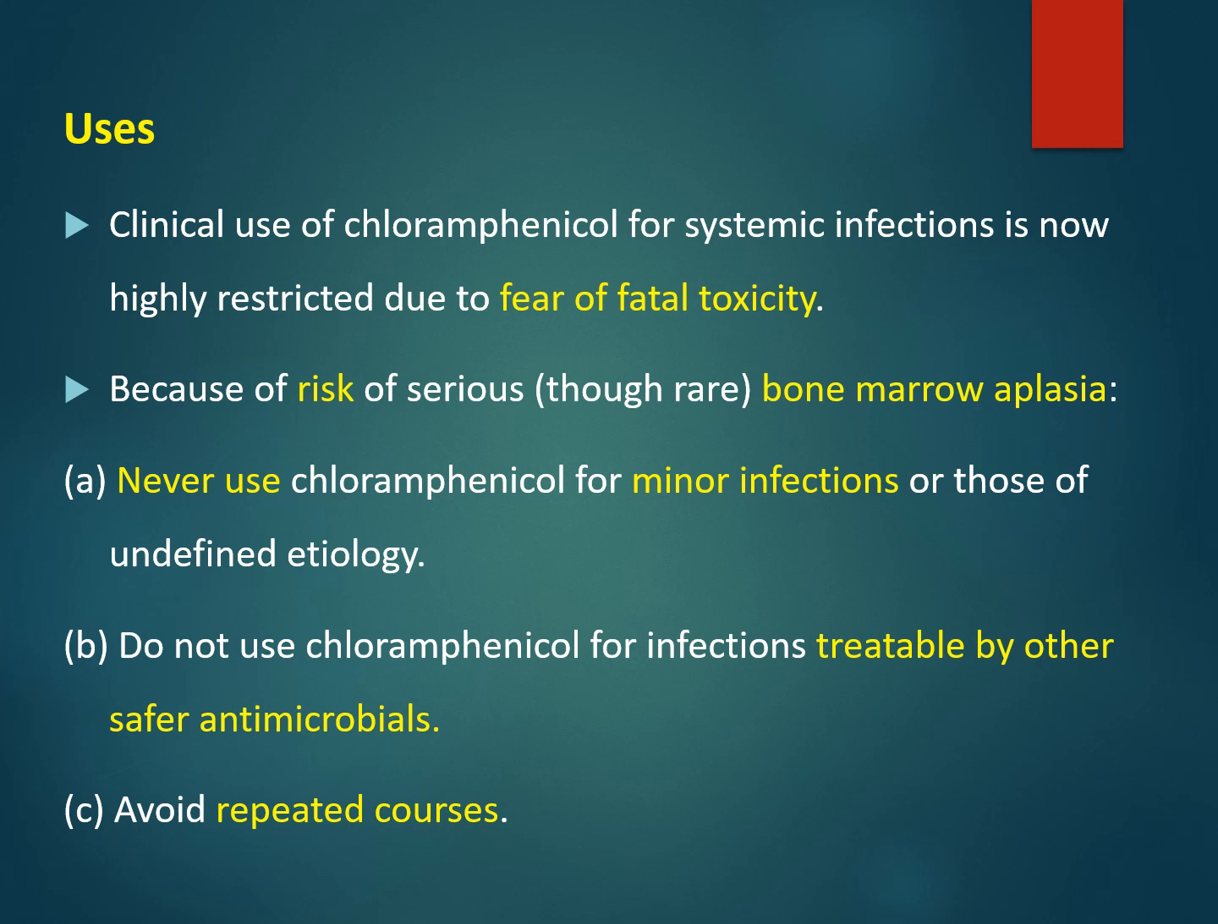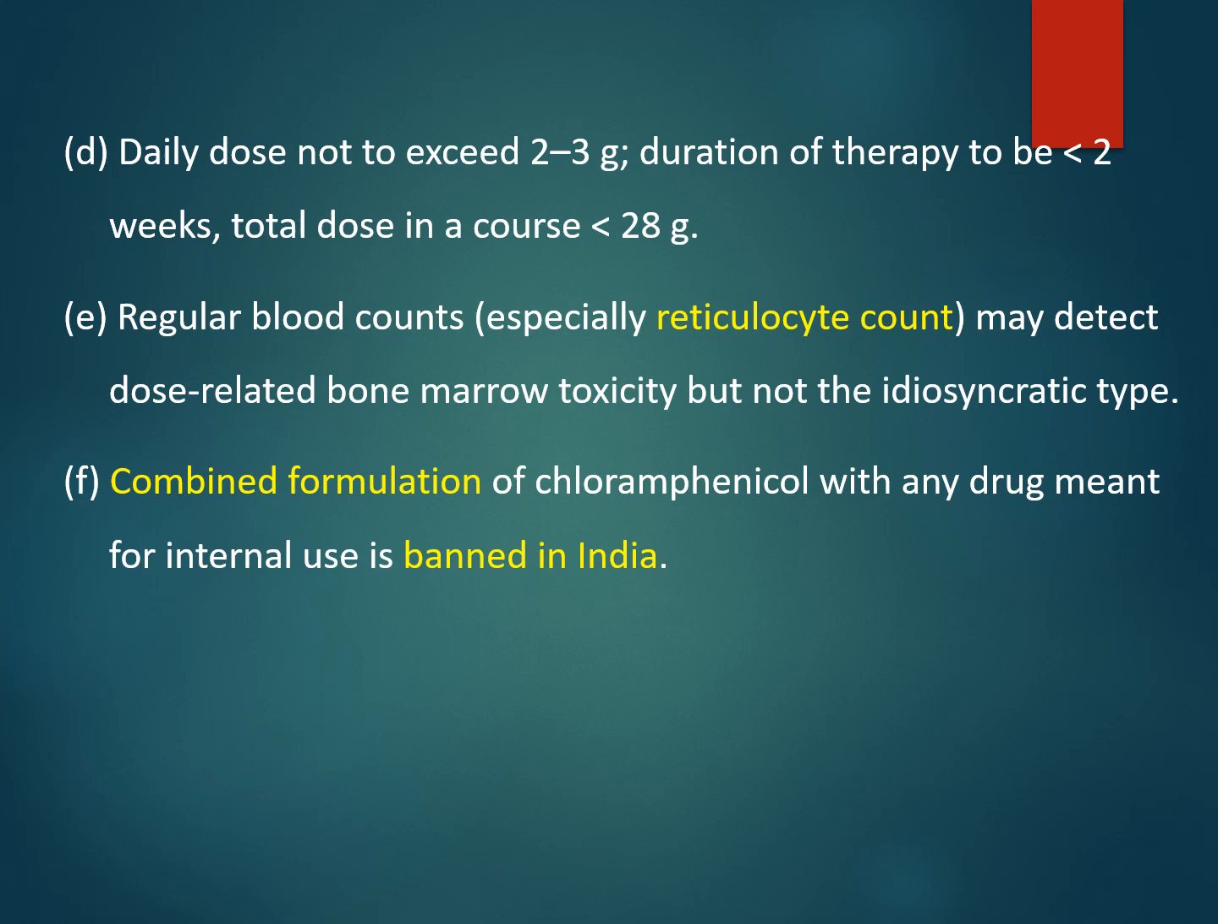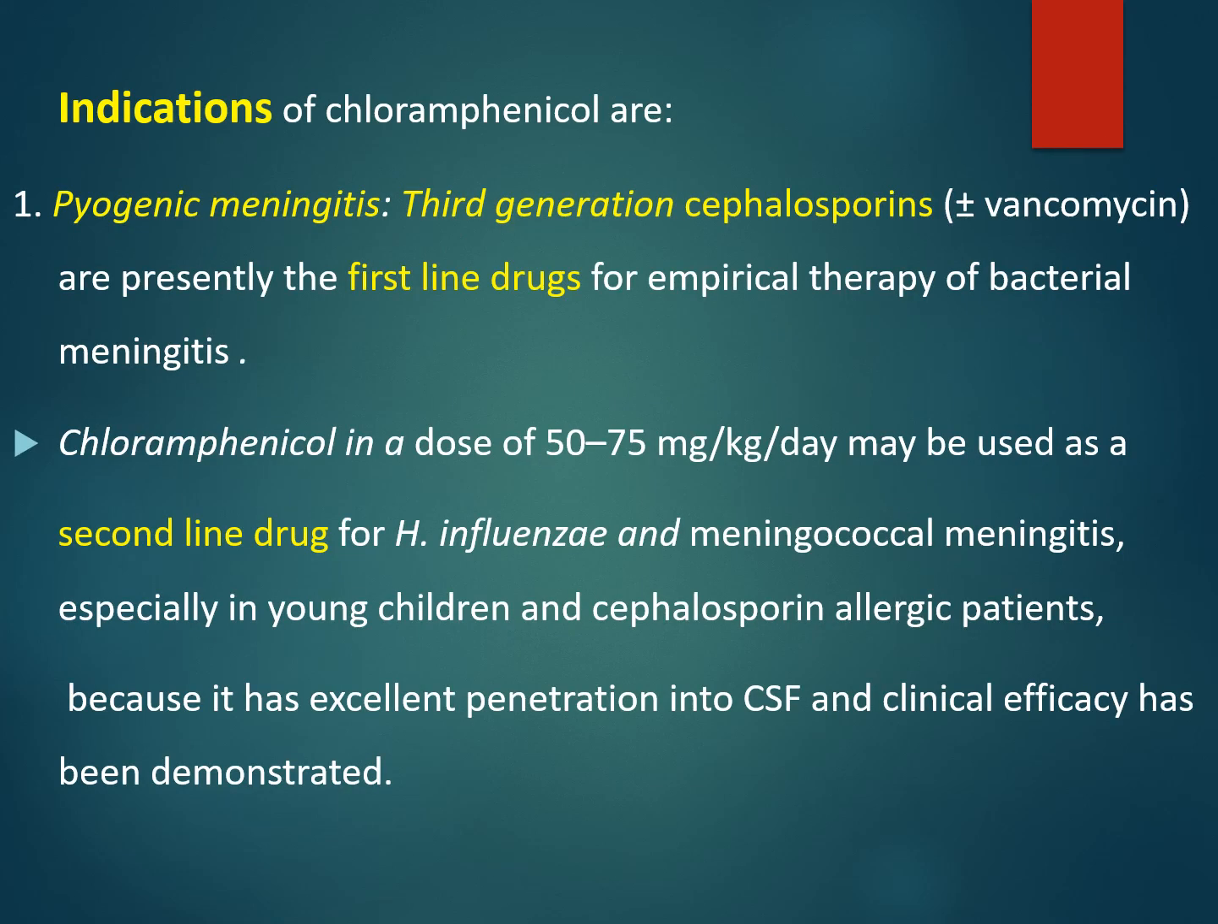So, clinical uses of chloramphenicol: for systemic use, it is very rare because of fear of fatal toxicity, because of the risk of serious bone marrow aplasia, as I told you. That's why it is very rarely used nowadays. What are the various indications of chloramphenicol? What are the uses of chloramphenicol?